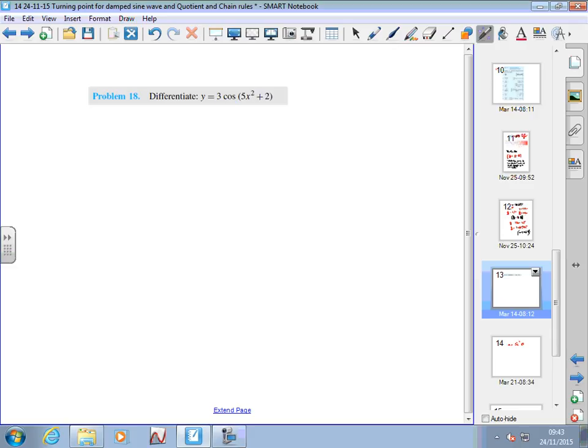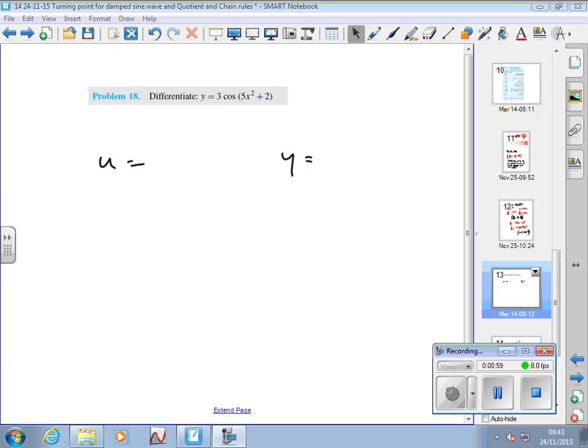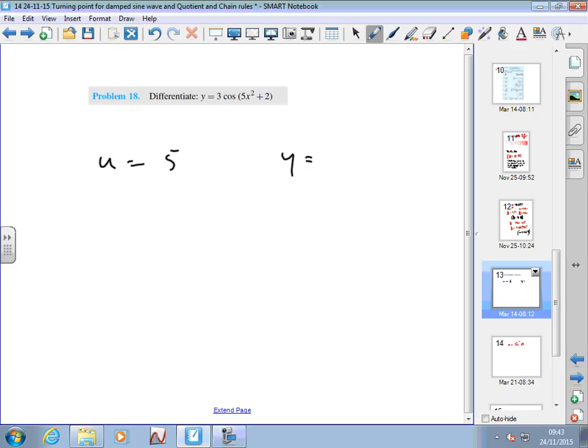So the first thing I do is that, so that's what I call u. So I write u equals the inside bit, and then I rewrite the original function, replacing the inner bit with u. So I write down u equals, and then I rewrite the original function, y equals. So just write down what you think you'd get. So hopefully you get u equals 5x squared plus 2, the inner function, and I replace the 5x squared plus 2 with u to get y equals 3 cos u.